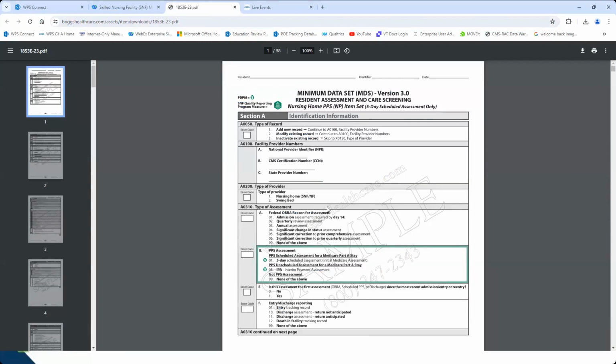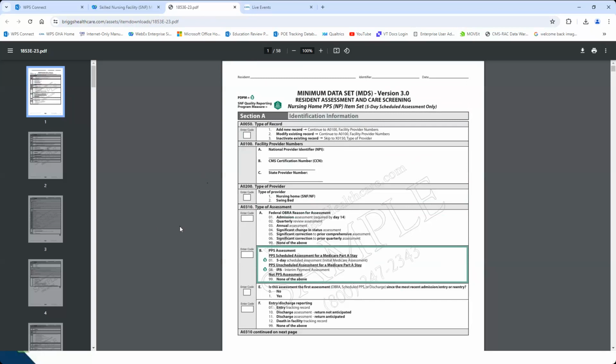So on your screen is the sample Briggs version of the MDS 3.0. And again, this is just a sample. You can see there's a watermark. It's marked as such. I'm not promoting it. I have no vested interest in this company, etc. I just like the way they have included the Medicare indicators, and it makes it nice and easy for you as a provider to see what those are.